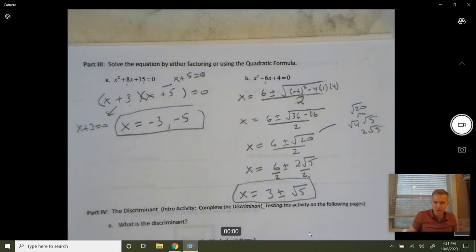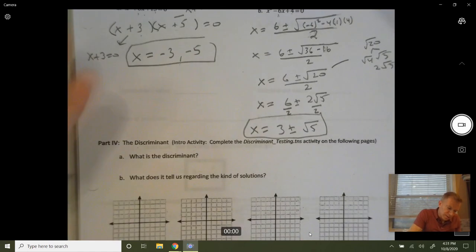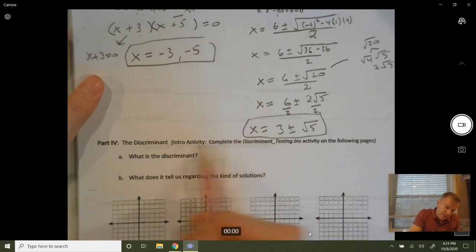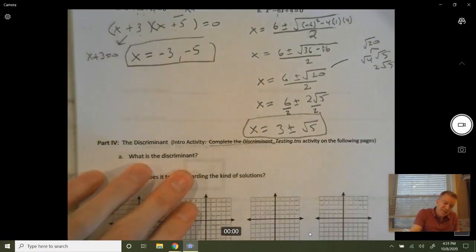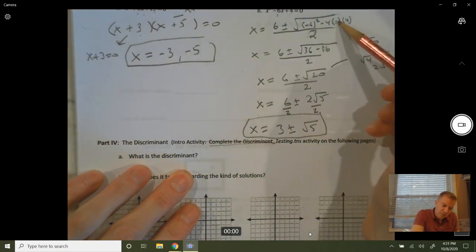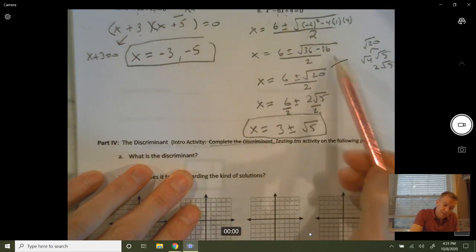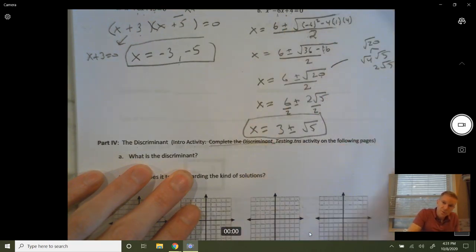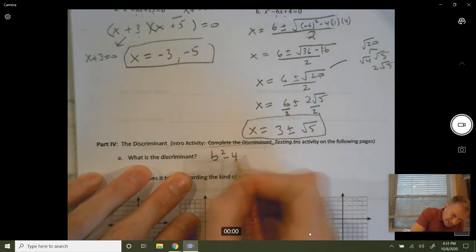Now, let's talk about the discriminant. You might have heard that word before, but we're actually not going to do this activity. I'm just going to talk about what a discriminant is. The discriminant is defined as this thing that's underneath the square root. So for this one, our discriminant would be 20. The discriminant is defined as b squared minus 4ac.